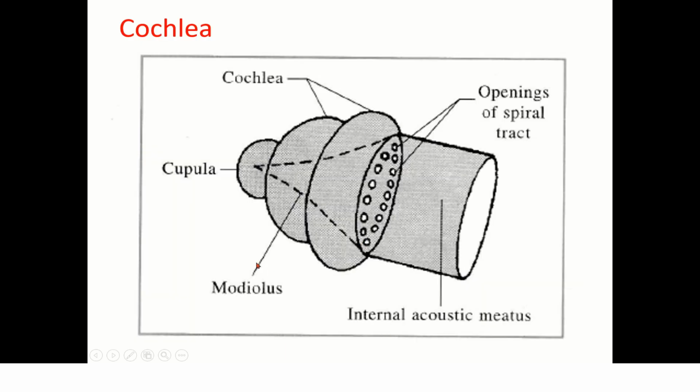If you see the structure of the cochlea, there is a central modulus which is cone shaped. The apex of the modulus we call the cupula, and the base has multiple perforations, called the tractus spiralis foraminosus, and the cochlea surrounds the modulus. The turn is 2 3/4 turn or 2.75 turn. You can see here the base of the cochlea is towards the internal acoustic meatus.